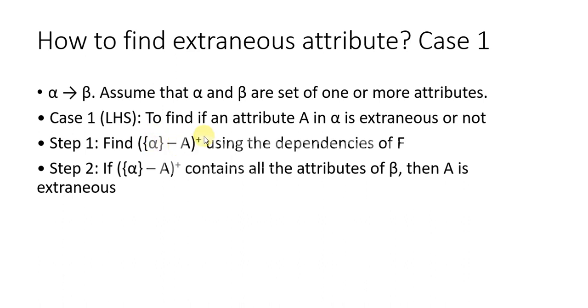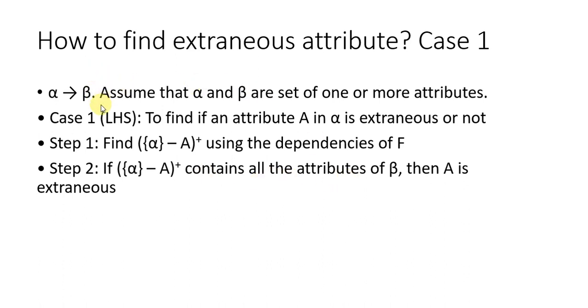And what we can conclude, if alpha minus A closure contains all the attributes of beta, then A is extraneous. So what it says is that even though we remove A from alpha, that determines this beta. So we remove A from alpha and we find out this closure, and suppose this closure contains all the attributes of beta. Which means alpha minus A can determine this beta. Then we can say A is extraneous.